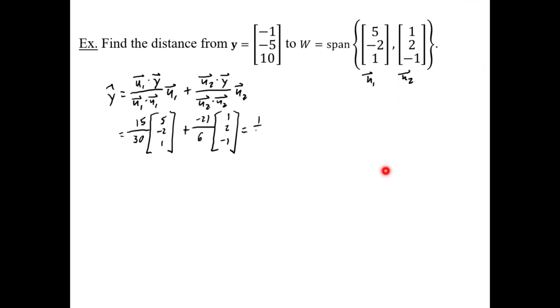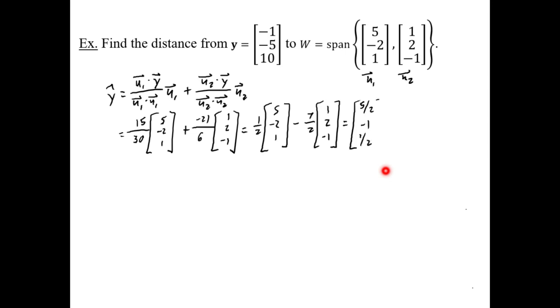So I've got 1/2 times (5, -2, 1) minus 7/2 times (1, 2, -1). Again, if you want to use decimals, that's cool, I'd get it. I think this one, the fractions aren't too bad. We're going to get (5/2, -1, 1/2) minus (7/2, 7, -7/2).